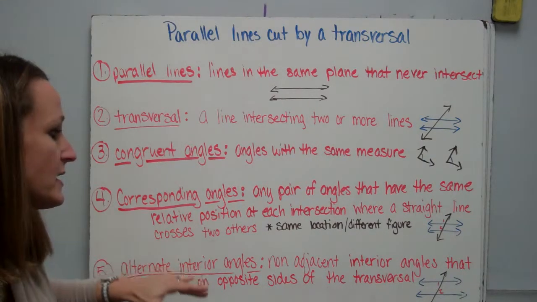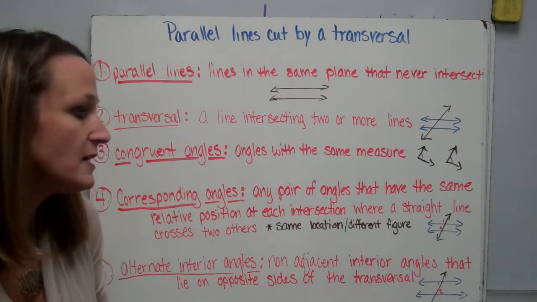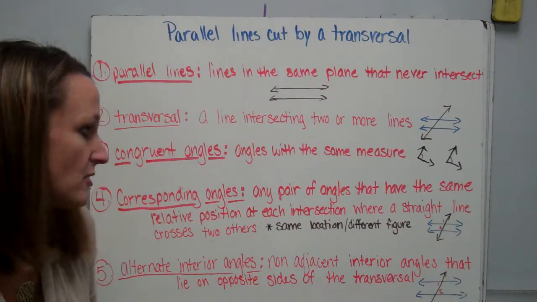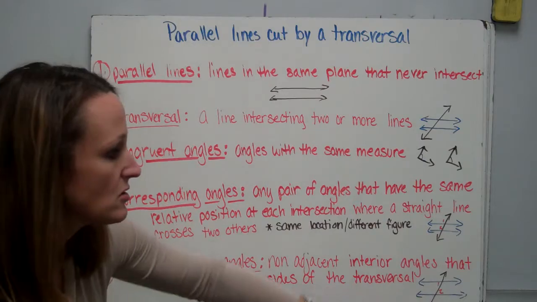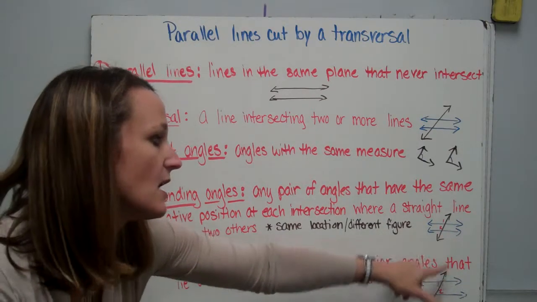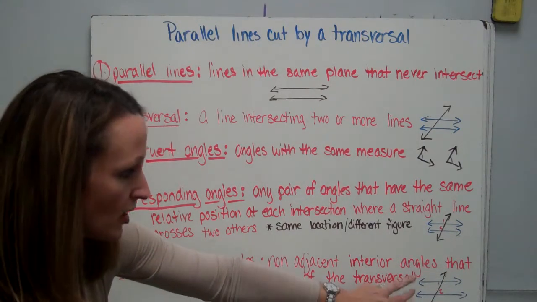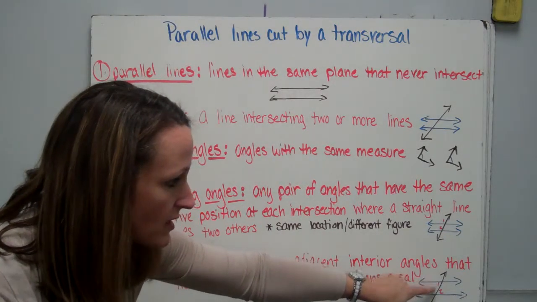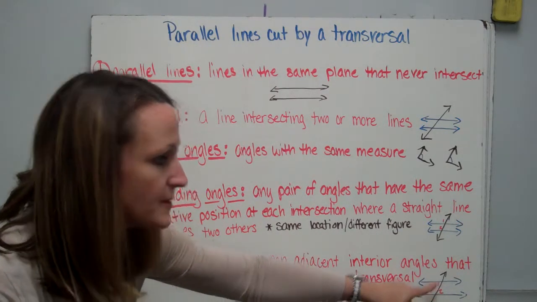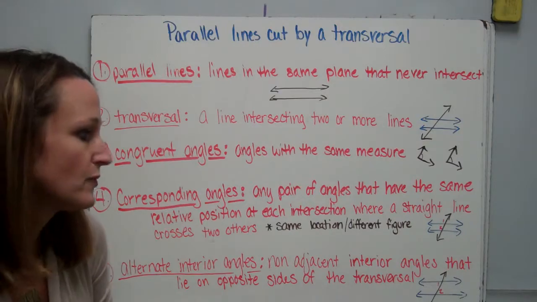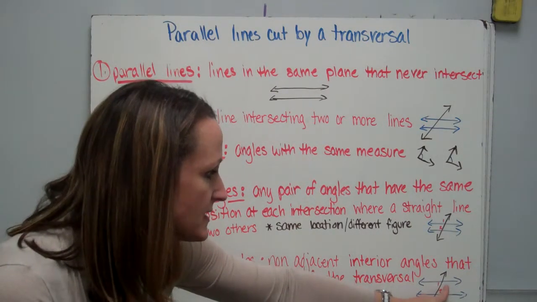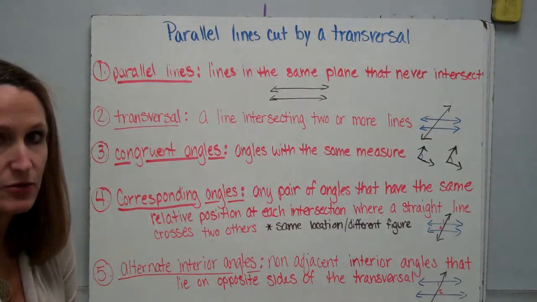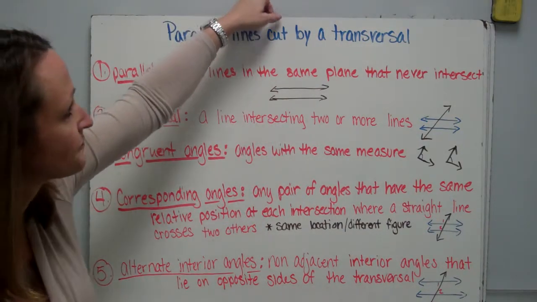All right, alternate interior angles. Non-adjacent, meaning they're not beside each other, interior angles that lie on opposite sides of the transversal. So here I've got my two parallel lines. I have my transversal. My alternate interiors are going to be those that are in between the parallel lines but on opposite sides of that transversal. So this 1 and 2 would be alternate interiors. This angle and this angle are also examples of alternate interior angles.